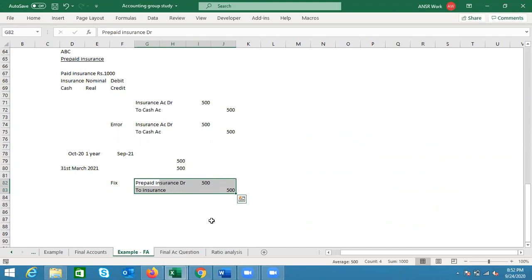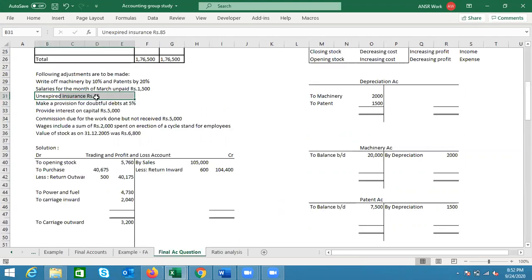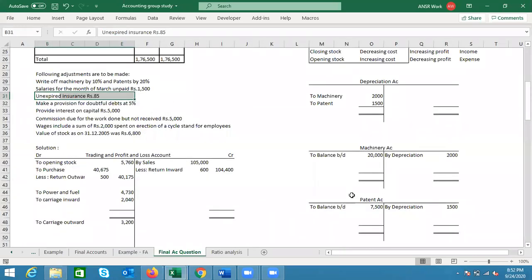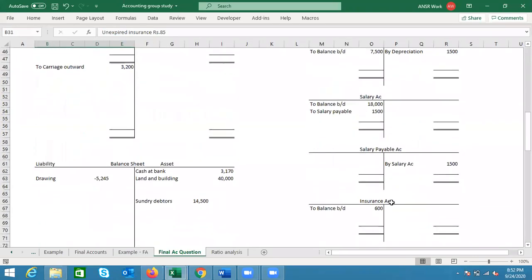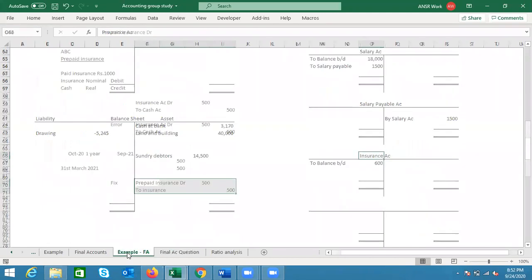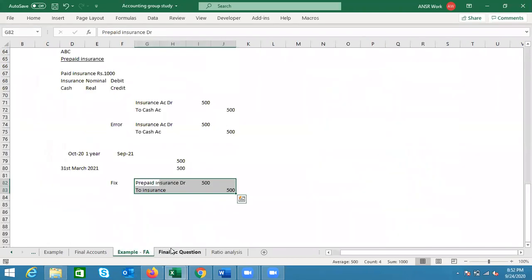Here in our example, it was 500. However, here it is 85 only. One is prepaid insurance, one is insurance. Now, both of these accounts we did not have, so we'll create these accounts now. Insurance, sorry, insurance was there, 600. Now tell me, the entry is prepaid insurance account debit to insurance account.